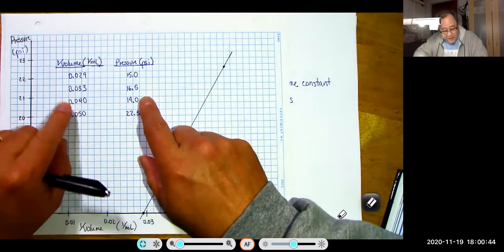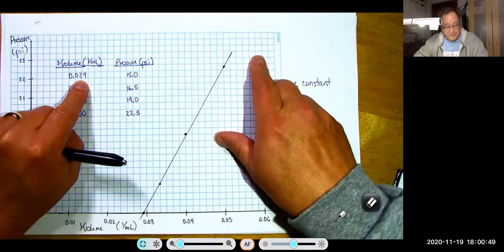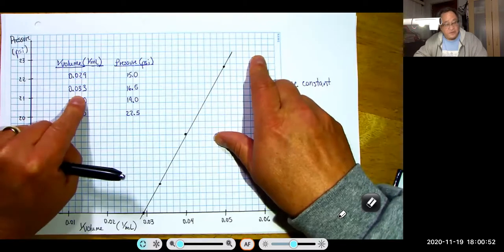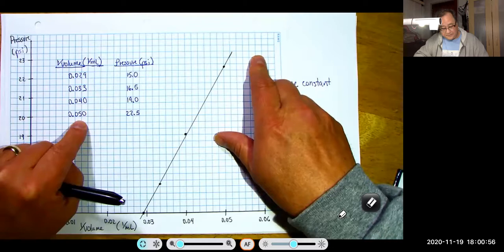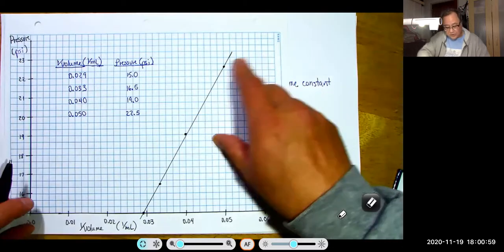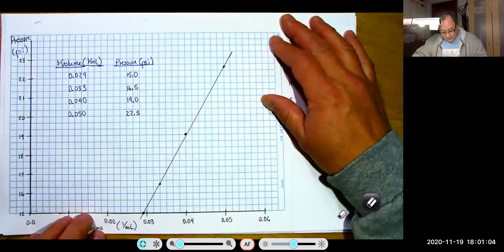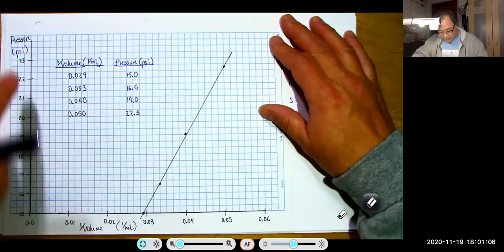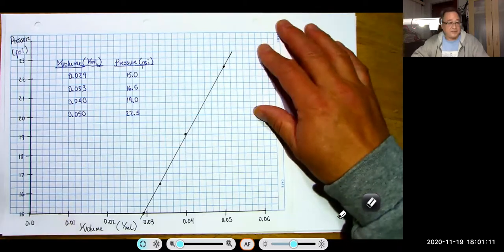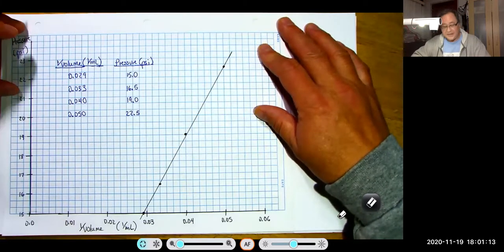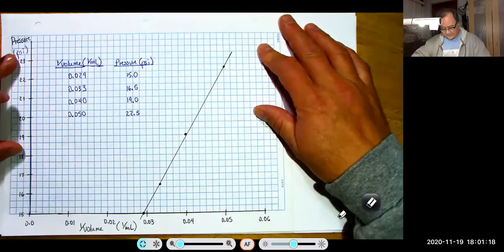So this number here, 0.029, is 1 divided by 35. This is 1 divided by 30, 1 divided by 25, and 1 divided by 20. And these are the pressures. They have not changed. Now, when we plot these points, so 1 over the volume versus the pressure, we see that we get a pretty nice straight line. Not perfectly, but this is an experiment, so we're not going to get perfection. But that's a pretty linear line.